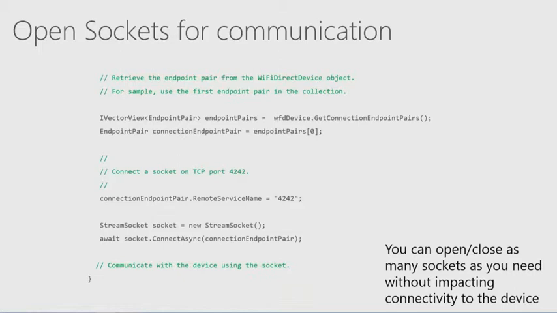You can open and close as many sockets as you want without impacting connectivity to the device. You can have bidirectional communication. You don't need to worry about DHCP. If Windows is the group owner, we provide a DHCP server. If Windows connects to a group owner, we provide a DHCP client. So that functionality is built in for you.